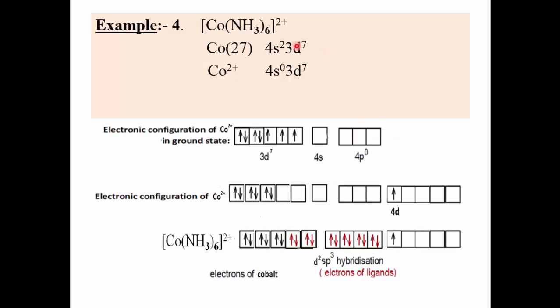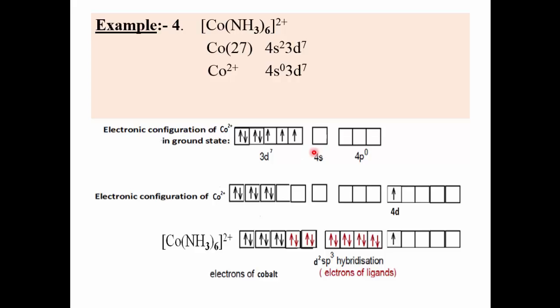Next complex, this one, [Co(NH3)6]2+. On this complex there is a 2+ charge because ammonia is a neutral molecule. That means cobalt has a 2+ charge, and the Co2+ ion is formed. This is the ground state electronic configuration: 4s2 3d7. To form the Co2+ ion, there must be loss of 2 electrons, and hence 4s0 3d7 is the electronic configuration of the Co2+ ion.